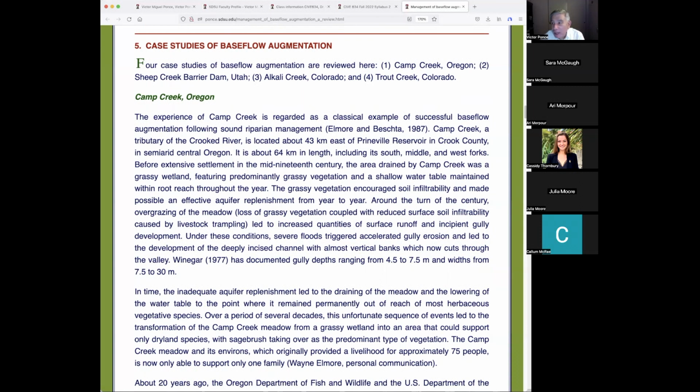It was okay, the river was okay, there was no gully. And then in 40, 50 years, they developed a gully. By the 1930s, they had already a gully in there. And the gully was very deep, so it was a disaster, terrible disaster.